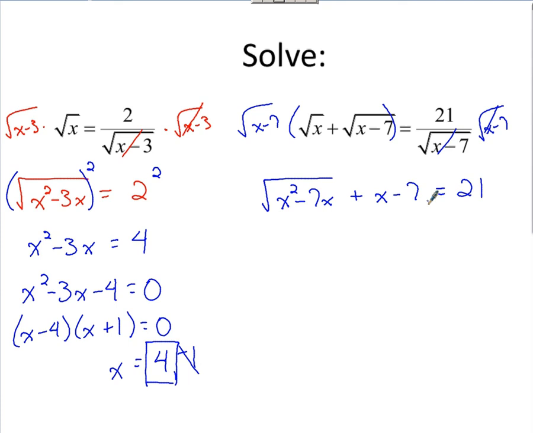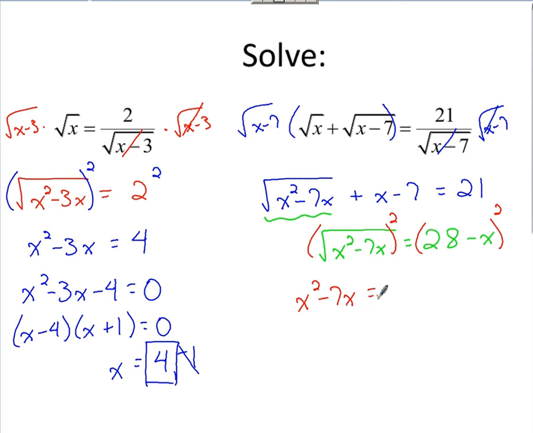That means I can now take this radical expression, isolate it to one side, the square root of x squared minus 7x. That's going to equal, well, let's see, if I add the 7 over, that's 28. Subtract the x over, minus x. And now, square both sides. All right, squaring over here, radical disappears. You got x squared minus 7x equals.